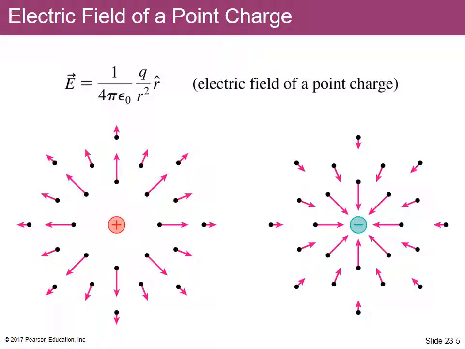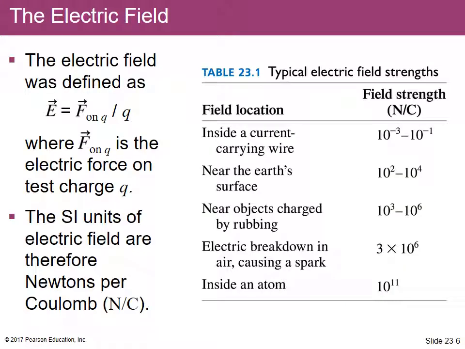The electric field of a point charge is Coulomb's law for an electric field that was introduced in Chapter 22. The electric field is a vector and points away from a positive charge and towards a negative charge. The electric field is defined as the force on a positive test charge due to the distribution of source charges.